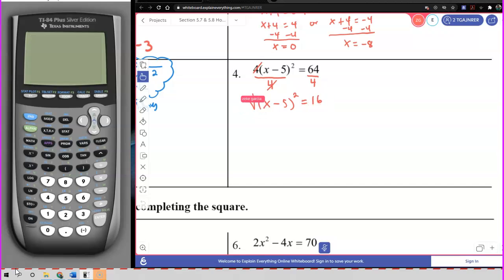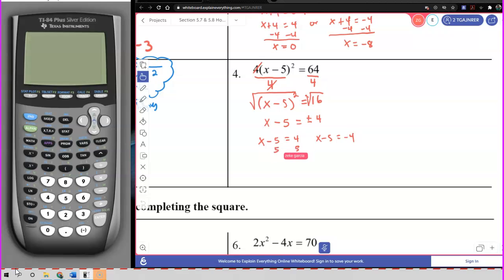On the left side, you're going to get the square root. On the right side, you get the square root. Once again, the square root and the square cancel. So you have x minus 5 equals plus and minus the square root of 16, which is 4. In this case, since we have an integer, you can separate this into two equations. So you have x minus 5 equals 4, and x minus 5 equals negative 4.